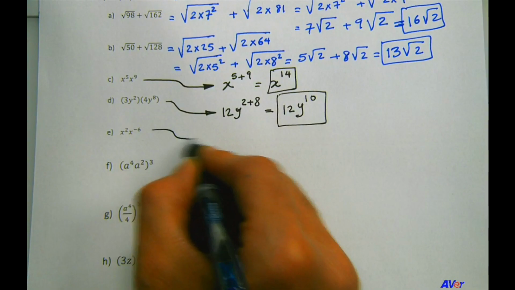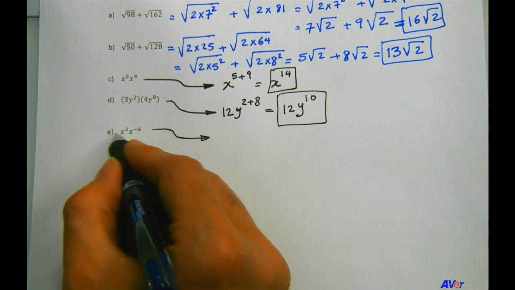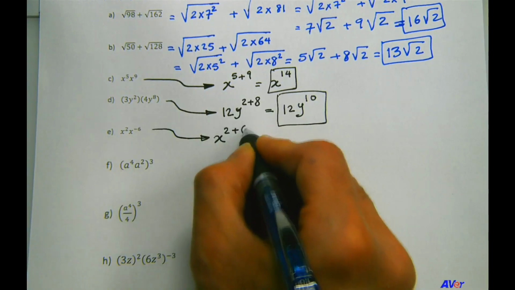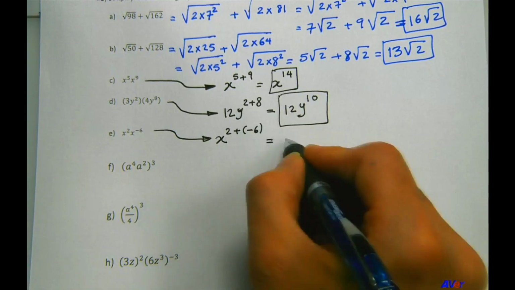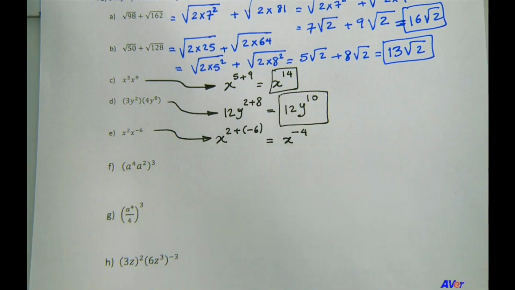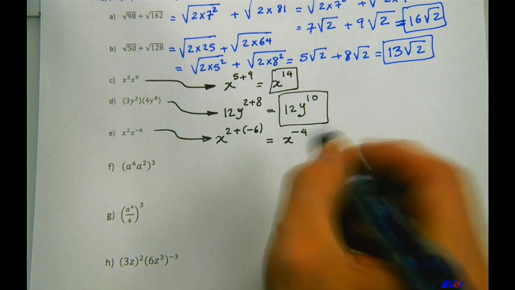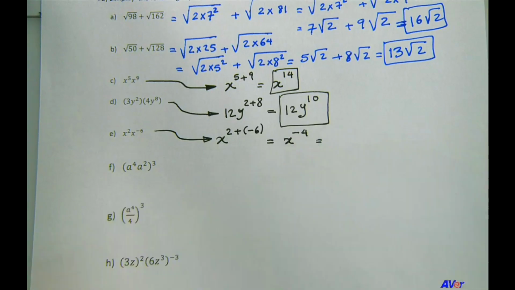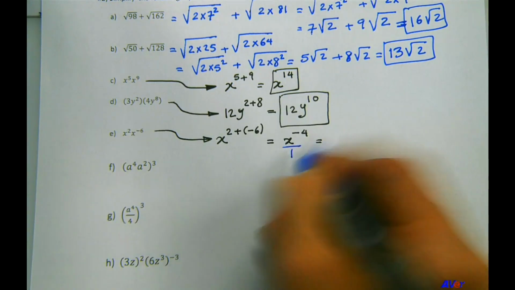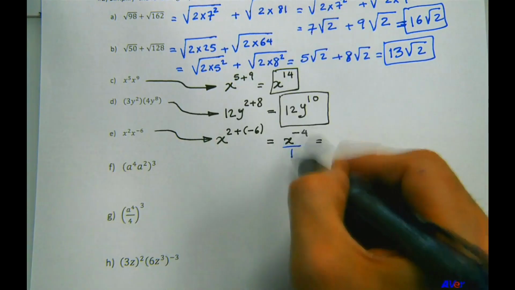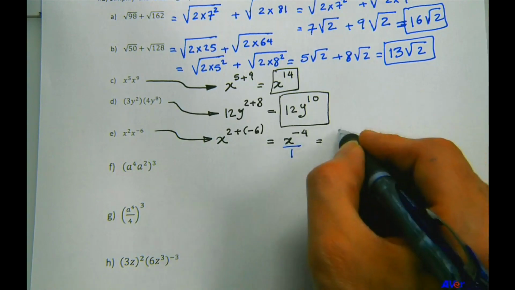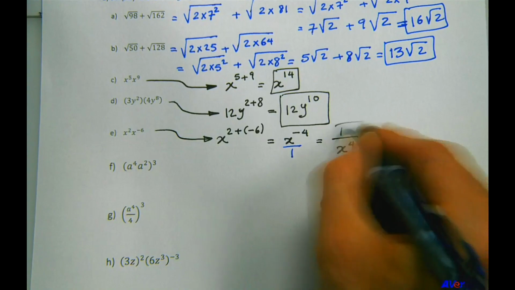Okay, this one, the bases are the same, right? X and X. So that means we're going to add the powers. Like that, right? Are you going to leave this expression like that? You shouldn't. We do not like to keep negative powers. So how could we get rid of the negative power? Remember, because the denominator here is 1, we can just flip it: bring the term with the negative power down to the denominator and make the power positive. So 1 over x to the 4th power.